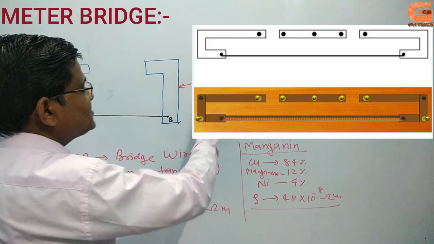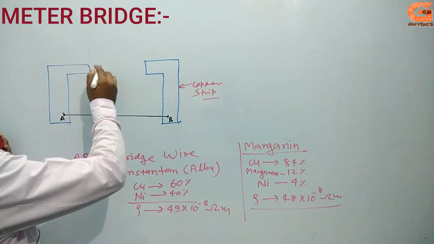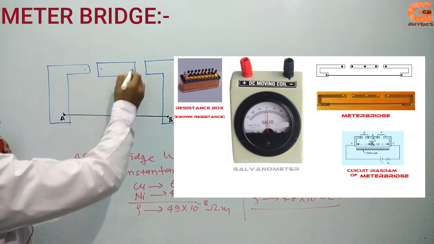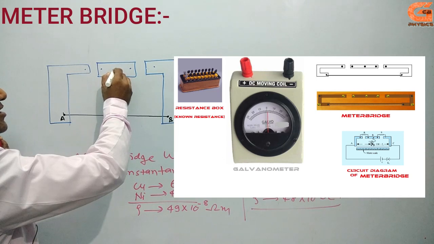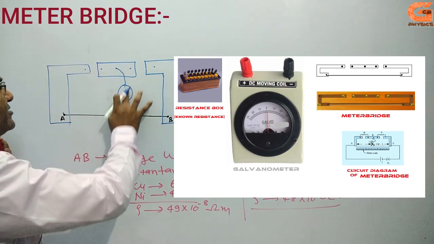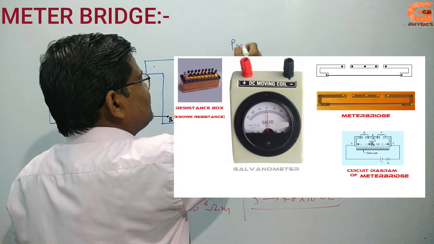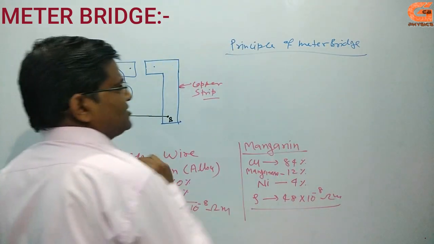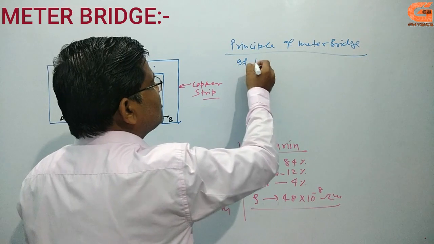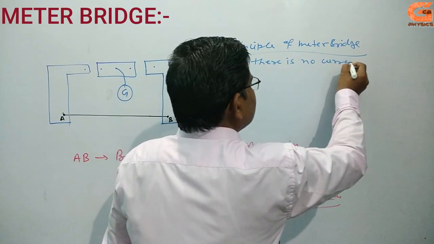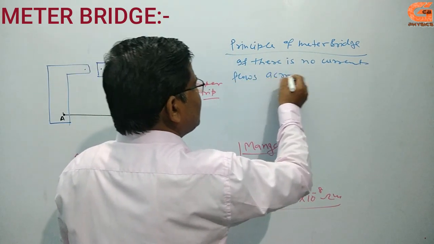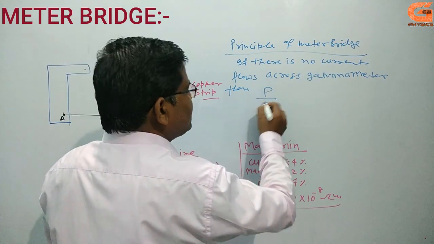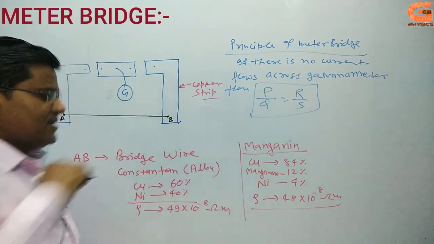The copper strip is there to reduce the resistance of the wire. Generally there are four arms: first arm, second arm, third arm and fourth arm, and this is a connecting point. Here the galvanometer is connected, as in a Wheatstone bridge, because the principle of the meter bridge, which is very important, is the Wheatstone bridge principle. It is also called a slide bridge. The principle is that if no current flows across the galvanometer, then P by Q equals R by S.